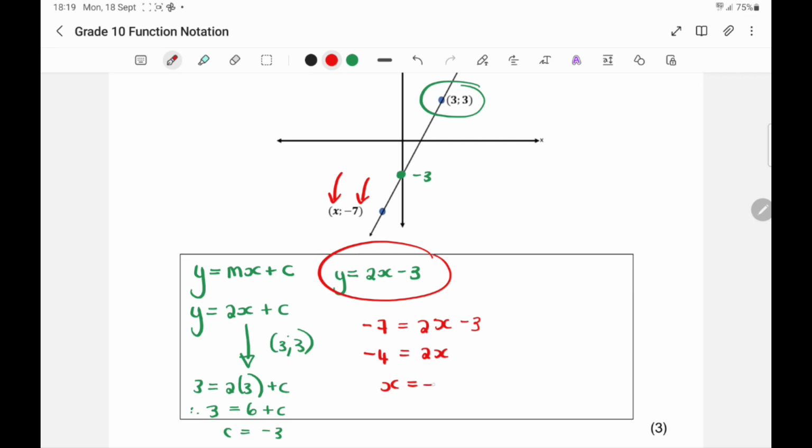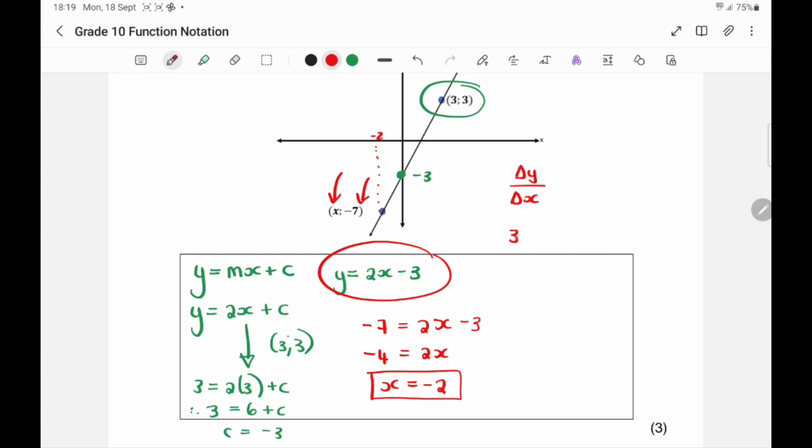divided by 2 on each side. x would be negative 2. Does it make sense with the answer that you got? That could be negative 2? Yes, it does. Okay, so there's your answer for x. The other way you could have done it is you could have said change of y over change of x.